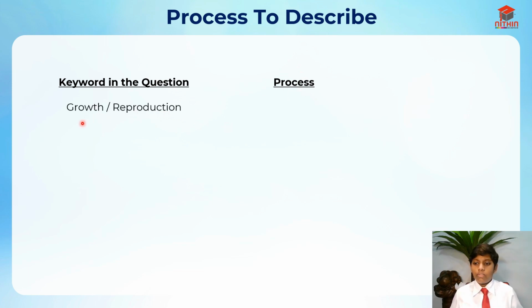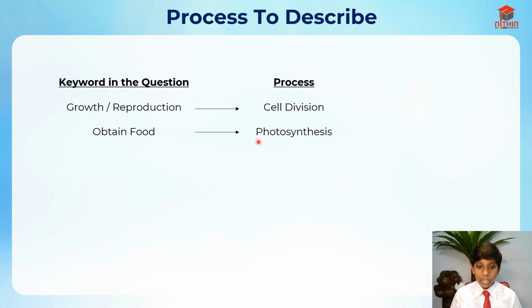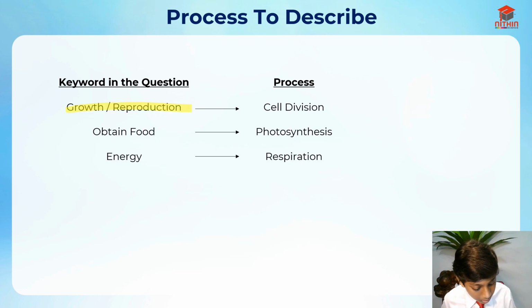So in the question, if they say growth or reproduction, then we must use cell division. If they have a keyword like obtain food, we have to use photosynthesis. And if they use energy, then we know it is respiration. So this is basically how we need to know the processes to describe when we get the keywords in the question. You've got to take note of all of these keywords. Okay, now we can move on to the next segment.